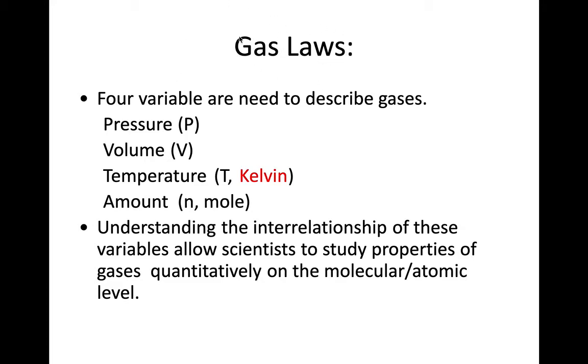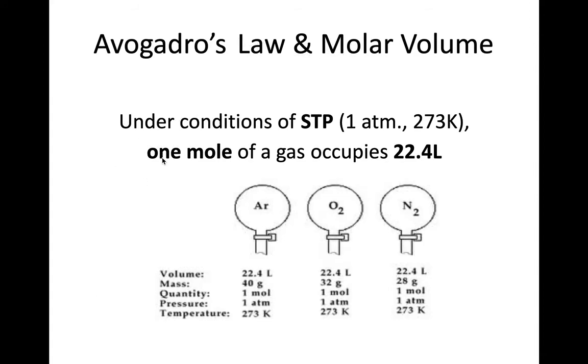Talking about gases in particular, we built our ideal gas law from the four variables we needed to describe a gas: its pressure, volume, temperature, and moles. Remembering that under standard conditions, STP, which is 1 atm and room temperature, 1 mole of a gas occupies 22.4 liters. My mistake, this is actually 0 degrees Celsius in Kelvin.